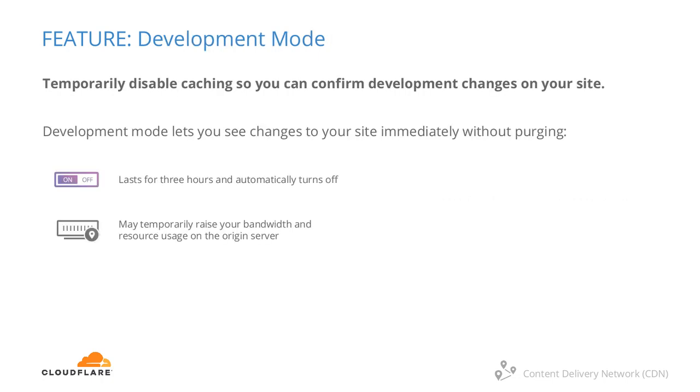Development mode temporarily bypasses caching for your site so that development changes are immediately apparent. It automatically terminates after 3 hours and can be disabled manually at any time. It's very useful to see changes immediately without having to wait for cache resources to expire or having to purge your cache, which is what we're going to talk about next.